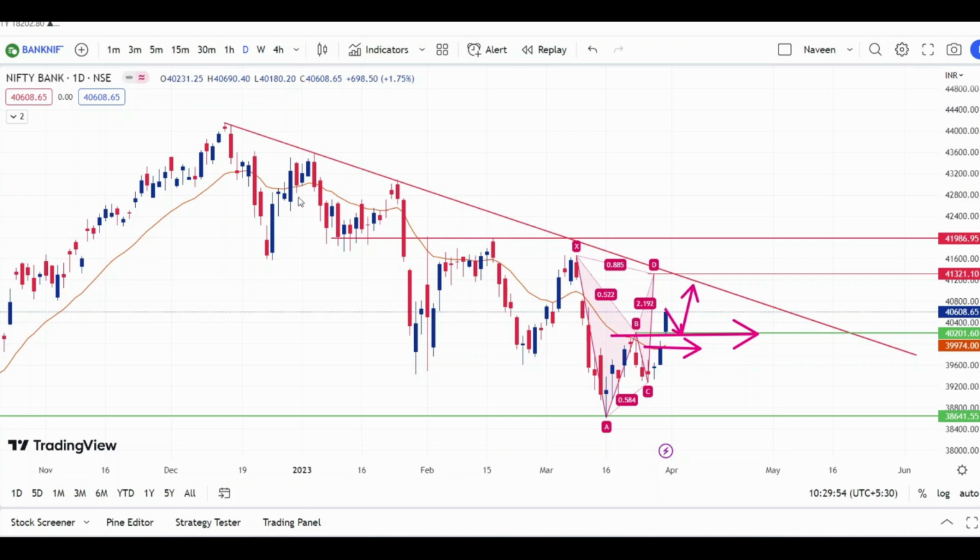If at all index breaks this dynamic trend line and sustains above this dynamic trend line, then we can see a short covering move till this 42,000 levels in the coming weeks.